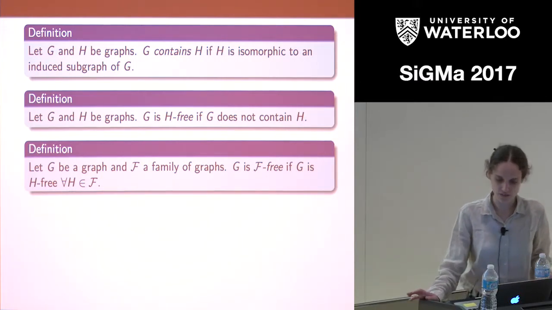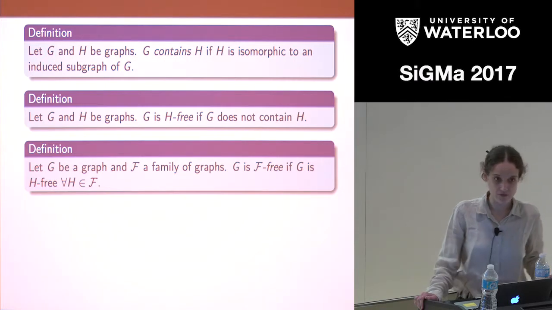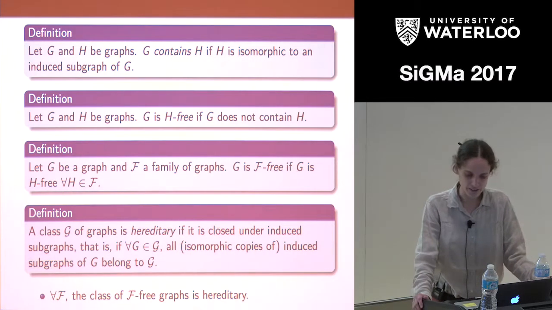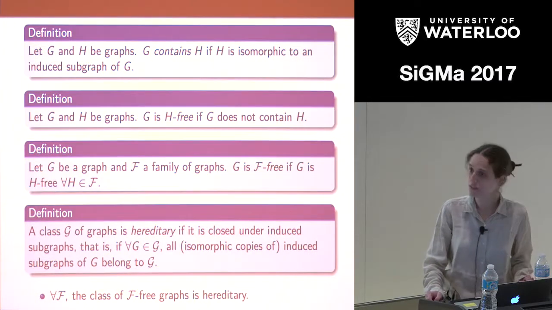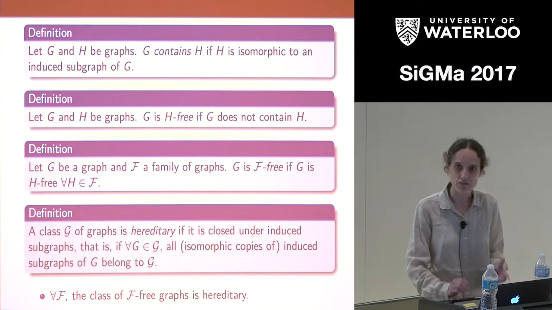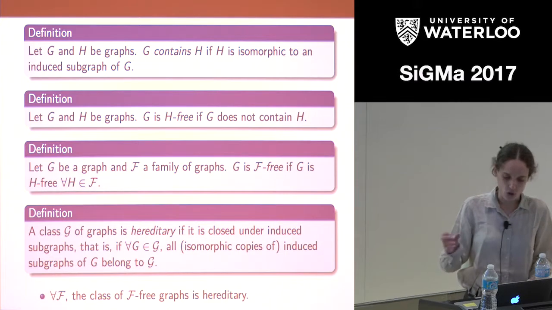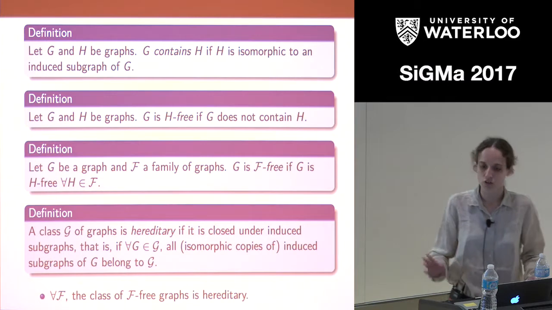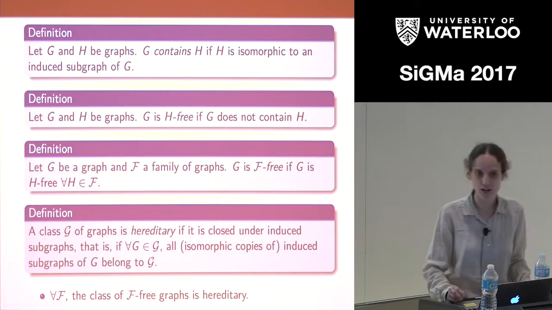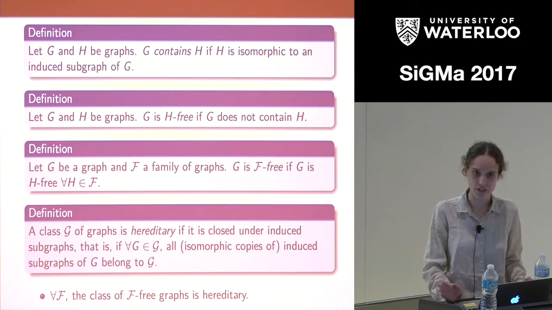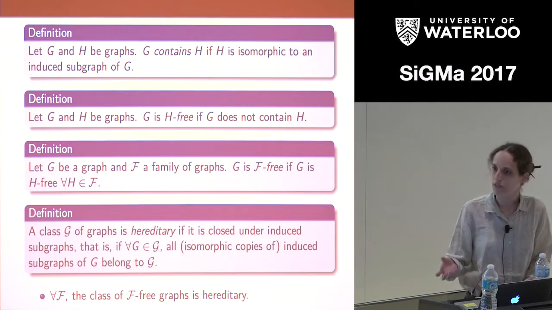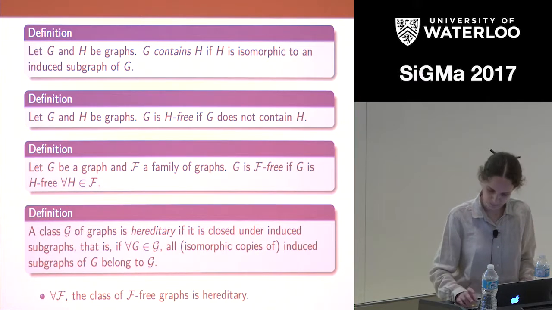If we have a graph G and a family of graphs F, then G is F-free if G is H-free for every graph H in the family F. A class of graphs is hereditary if it is closed under induced subgraphs, which of course means that whenever you have a graph in the class, all induced subgraphs and their isomorphic copies also belong to the class. Of course, if you have any family of graphs, the class of F-free graphs is hereditary, and that's just obvious, right? Because if a graph is F-free, then of course so are all its induced subgraphs.